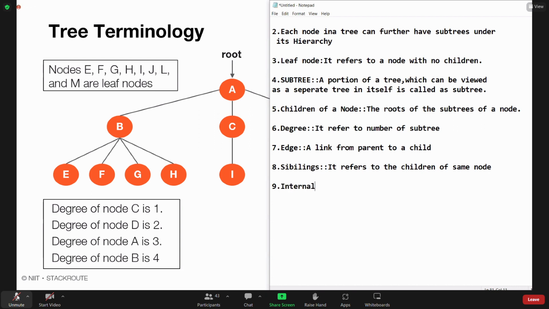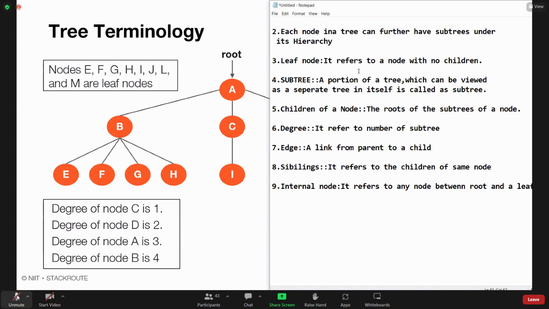Correct. So we have something called an internal node. It refers to any node between the root and the leaf nodes.